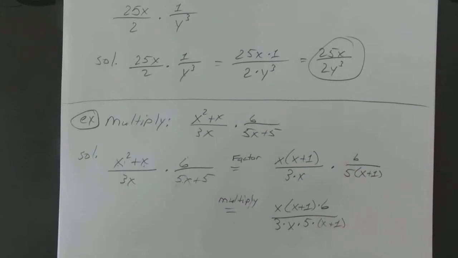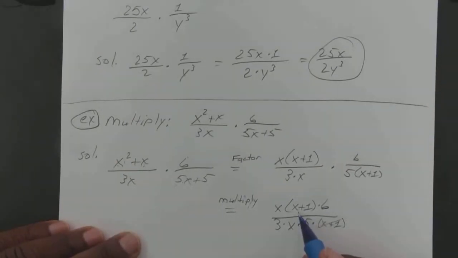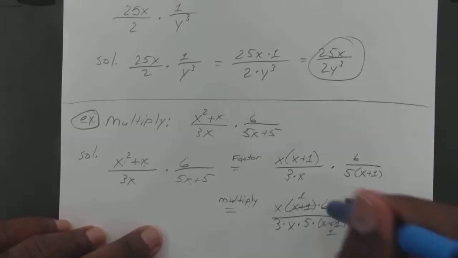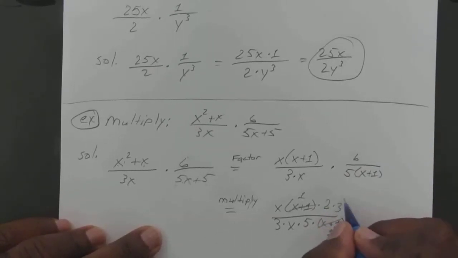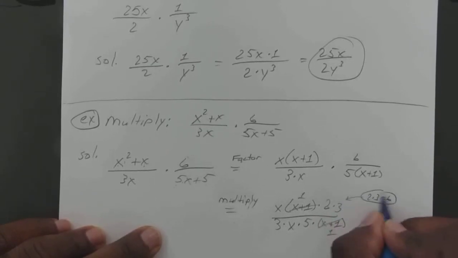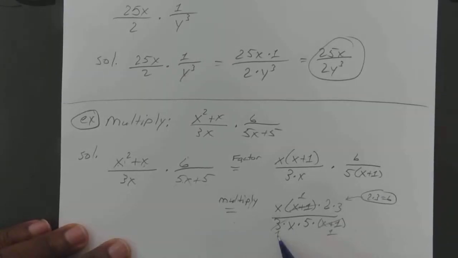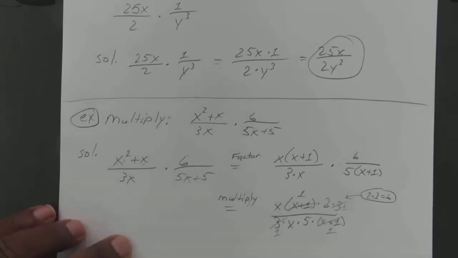Okay. Remember, your goal is to just have multiplication across everything. Because if you have multiplication across everything, you can start to cancel out. So here, you have an x plus 1 and x plus 1 cancels out. And here, instead of 6, if you made that 2 times 3, I'll just put a little note, 2 times 3 equals 6. You can cancel out your 3's. Does that make sense? All right.